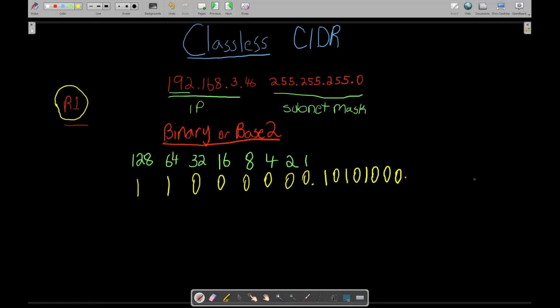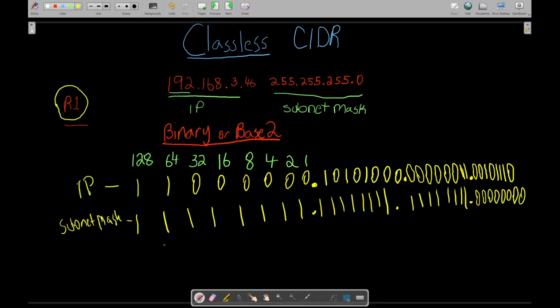That's binary. Now we can take the subnet mask and write that out in binary. Since it's 255, 255, 255, 255 is what all these numbers add up to, these are all going to be true for each of those octets. So it'll look like this. And now we do something called a logical AND operation between the IP address and the subnet mask. And that will define our network address for us.